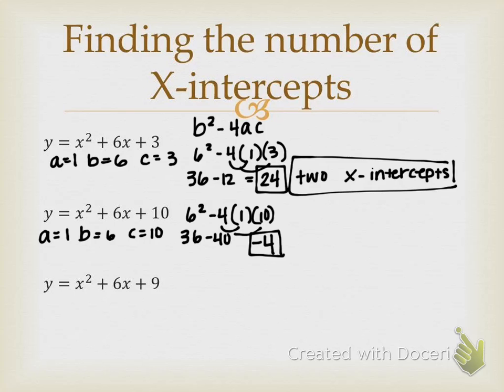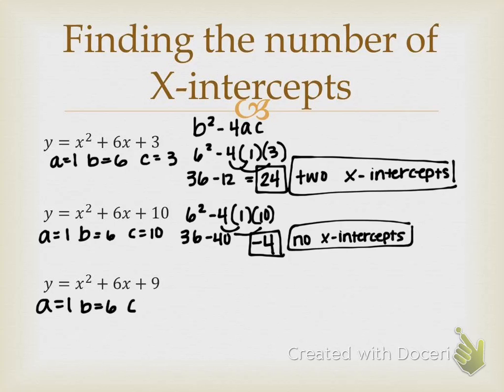And since it's a negative number, how many x-intercepts will I have? None. No x-intercepts. Okay? And lastly, A equals 1, B equals 6, C equals 9. All right? Discriminant, 6 squared minus 4 times 1 times 9. 36. Negative 4 times 1 is negative 4. Negative 4 times 9 is negative 36. 36 minus 36 is 0. So how many x-intercepts will I have? 1.